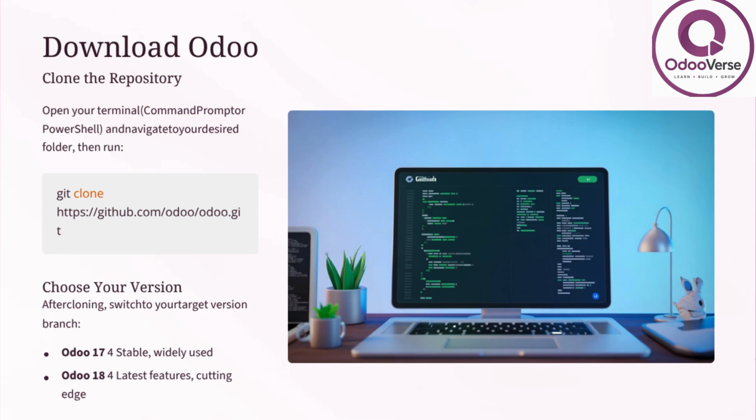Now, let's download Odoo. Open command prompt or PowerShell and move to the folder where you want to store your Odoo project. Then run this command, git clone https://github.com/odoo/odoo.git. This command will download the complete Odoo source code from GitHub. Now you can choose your preferred version. Odoo 17 is stable and widely used. Odoo 18 includes the latest features and updates. For beginners, I personally recommend starting with Odoo 17.